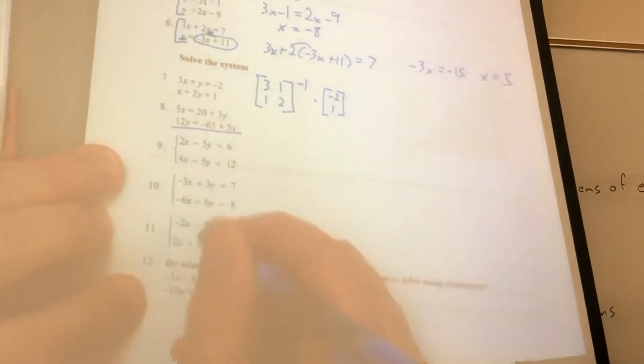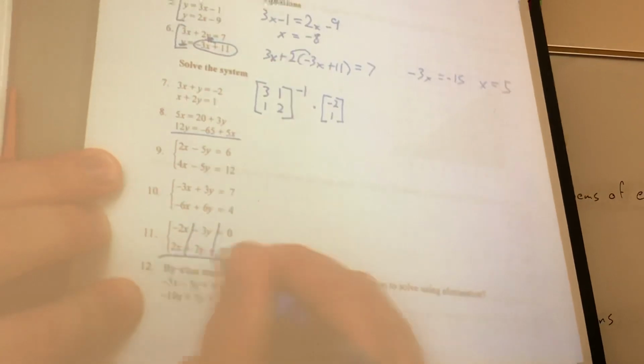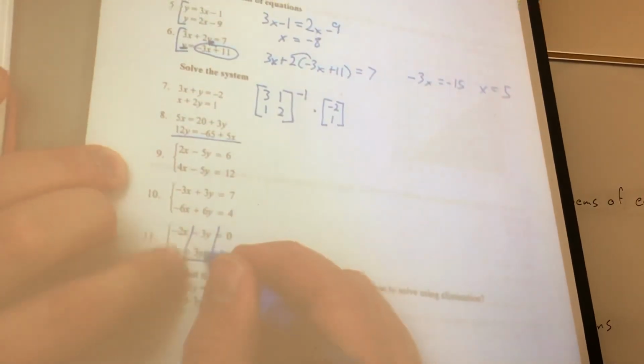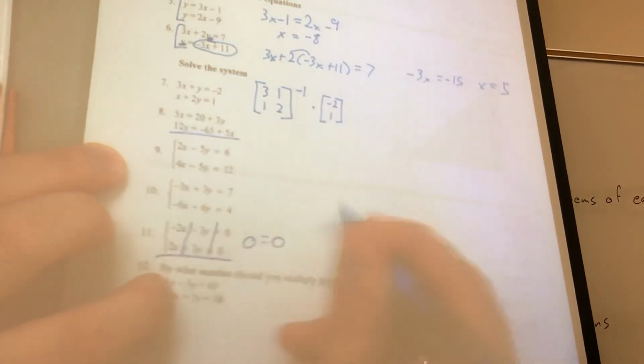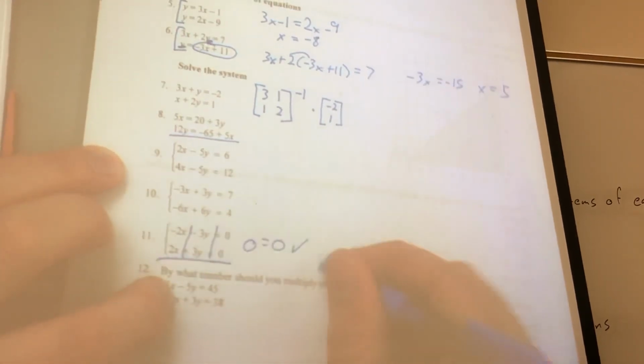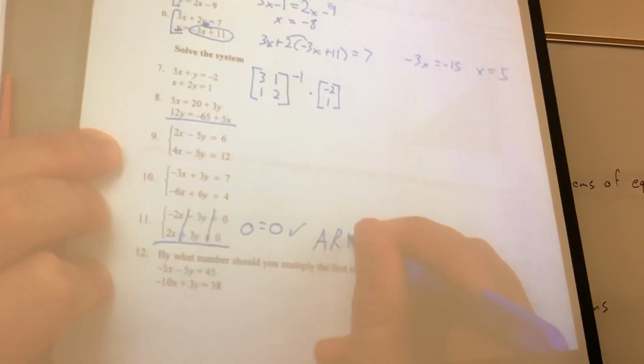Just remember, I think this one, number 11, is all real numbers. 2x minus 2x is nothing. 3y minus 3y is nothing, and it equals nothing. Does 0 equal 0? Yes, it does. So that's all real numbers on that.